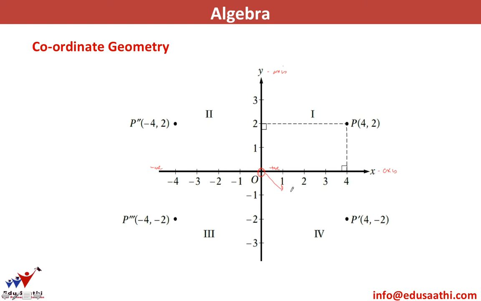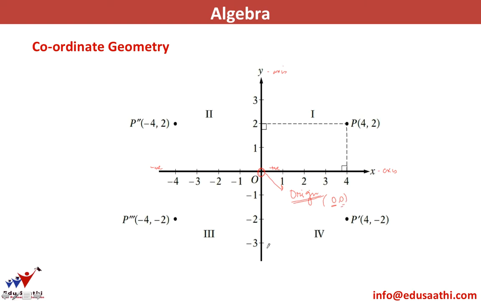This point is known as origin and it is denoted by O. Now the coordinates for origin are 0, 0. What does that mean? X coordinate is also 0 and y coordinate is also 0.